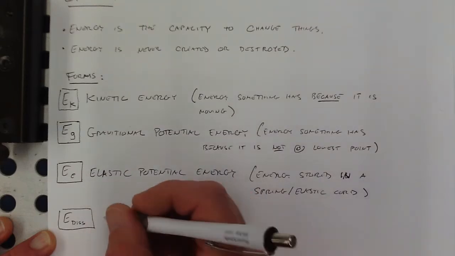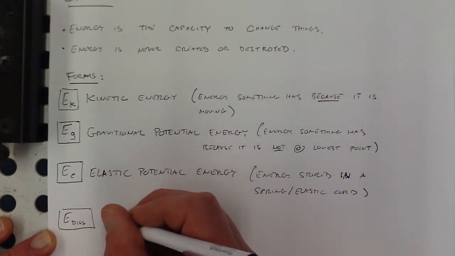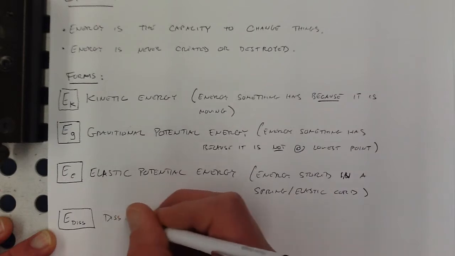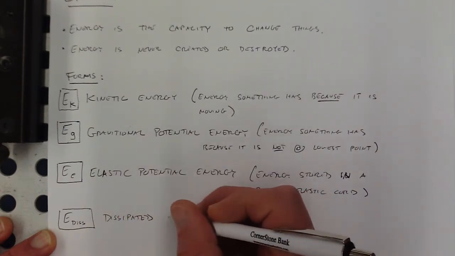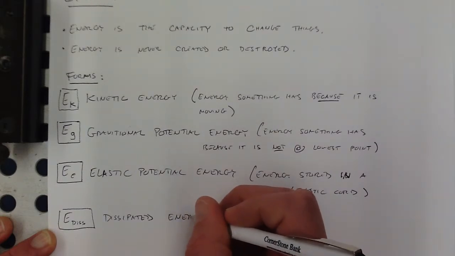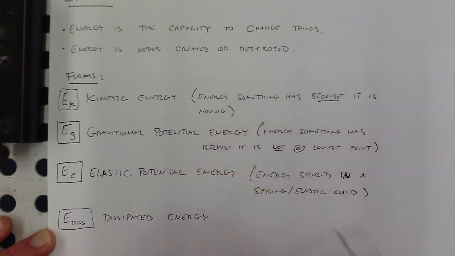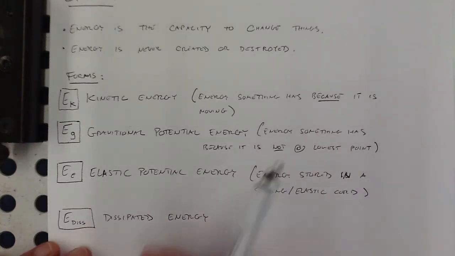Not for disrespect, but for dissipated energy. Energy can't be created or destroyed, but we observe all the time, like if you slide something across a table, it stops. So where did its energy go? Where did that kinetic energy that it had, where did it go? It was dissipated, in that case, by friction.